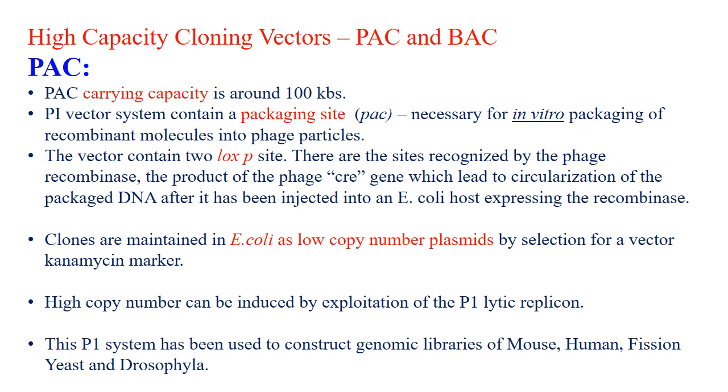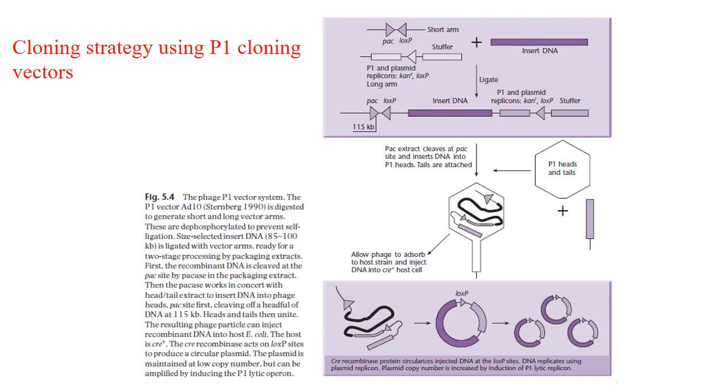Clones are maintained in E. coli as low copy number plasmids. High copy number plasmids can be induced. The P1 system has been used to construct genomic libraries of mouse, human, yeast and Drosophila. Some of the successful examples. Cloning strategy using P1 cloning vectors.